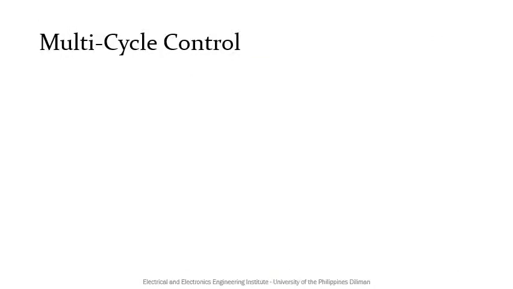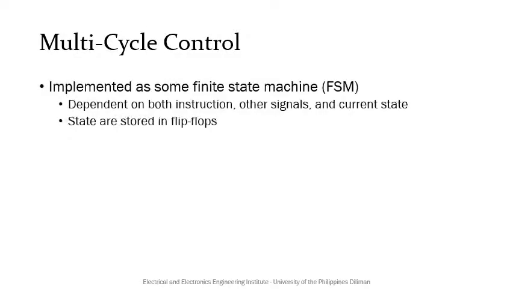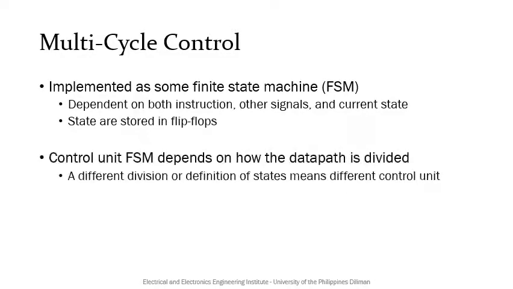We will end this section on multi-cycle control by noting the following. The multi-cycle control is implemented as some finite state machine which depends on both the instruction, other signals such as the zero flag and the function, and the current state. The states are stored in flip-flops and need some next state logic to change values. The implementation of the control unit FSM is dependent on how the data path is divided. Using different divisions or definitions of states would need a different control unit design.